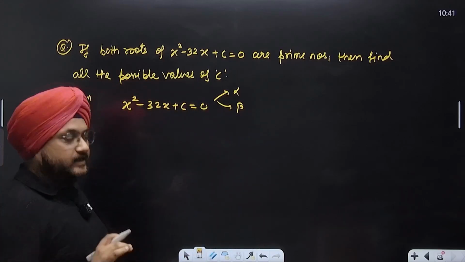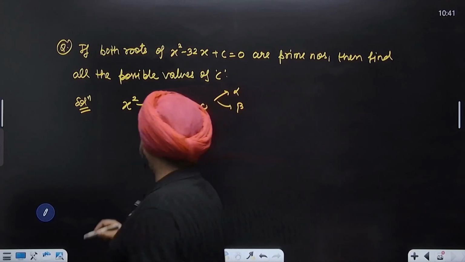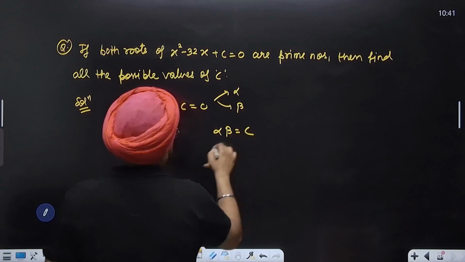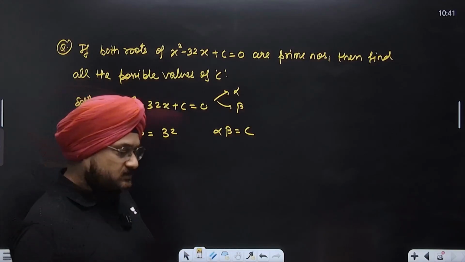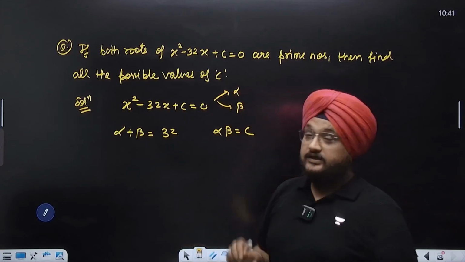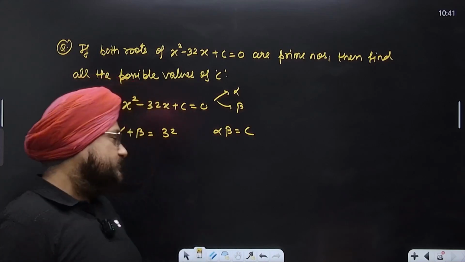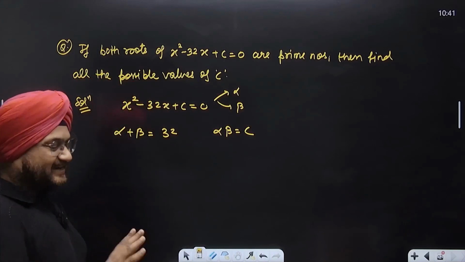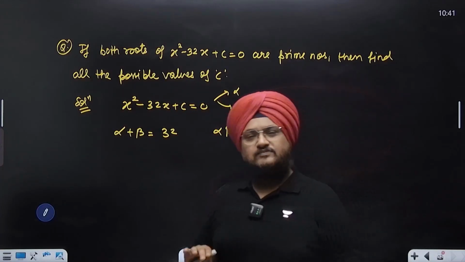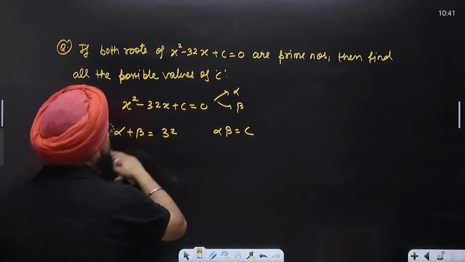Let's say the roots are alpha and beta. We are given that alpha and beta are prime numbers. The sum of roots is 32 and the product of roots is c. We have to find c, so we will see the equation alpha plus beta equal to 32. Now, both alpha and beta are prime numbers, so I can clearly say that both are less than 32, as all the prime numbers are positive integers.